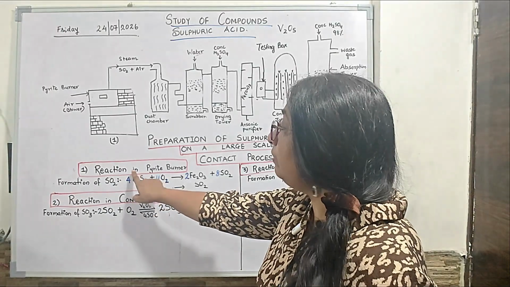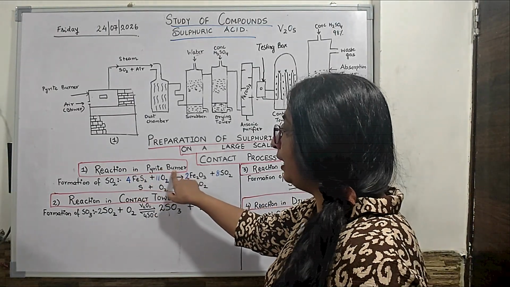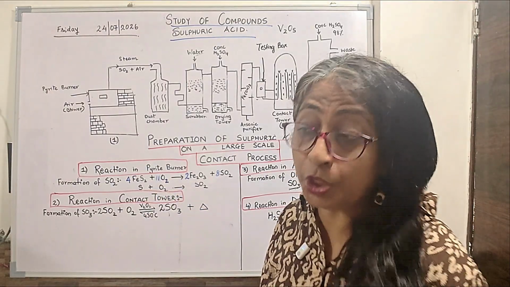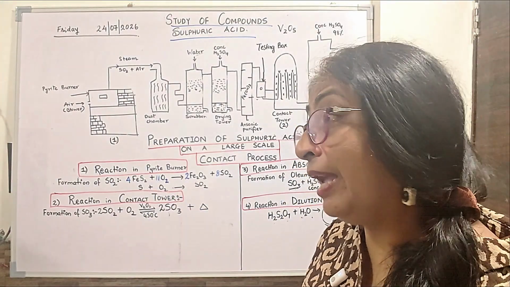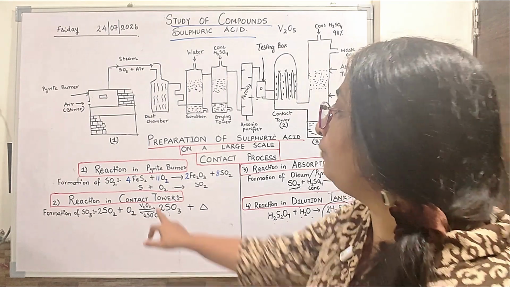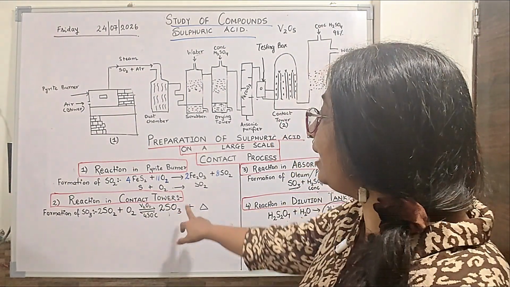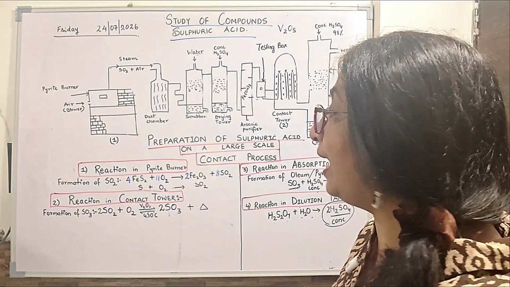So most important, what is the reaction occurring in the pyrite burner? You can either go with this or you go with this. But if they mention that you want a pyrite burner only, then you have to mention the first reaction, not the second. Okay. Then what is the reaction that is taking place in the contact tower?